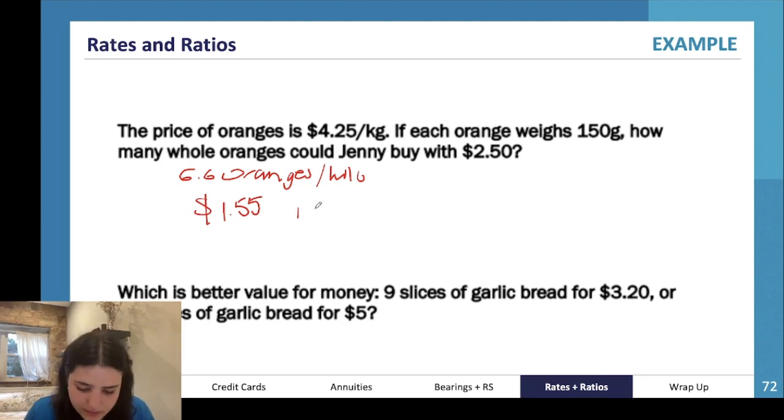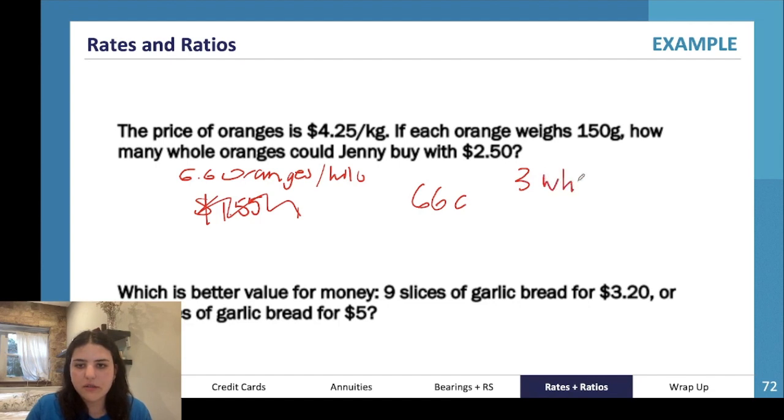Is that correct? 6.6 divided by $4.25. Oh no, hang on. $4.25 divided by the 6.6 oranges. No, so an orange should be, this is more accurate, 66 cents. Okay, so she could buy $2.50 divided by 66 cents. Looks like she can buy 3 whole oranges.